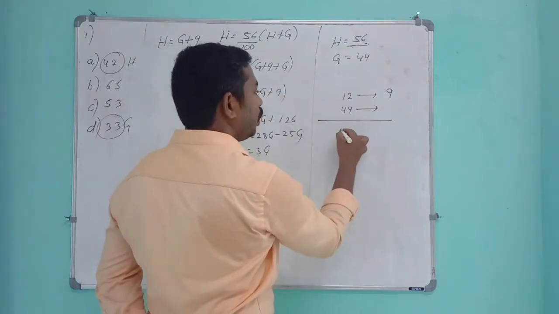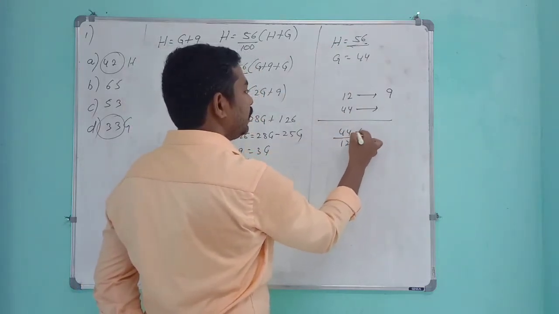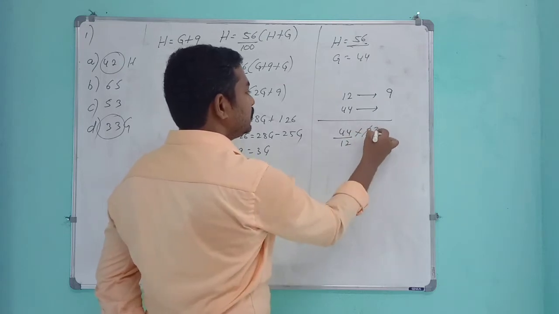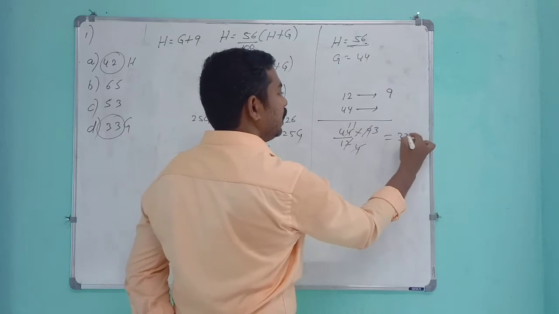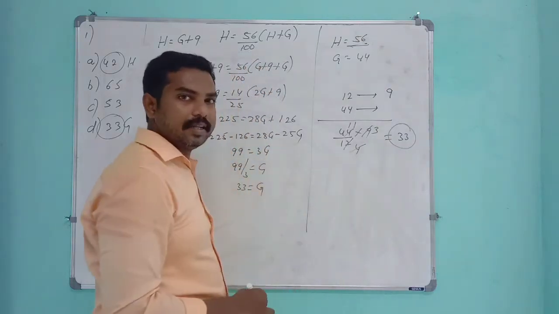That should be more than 12. 44 by 12 into 9. Simply, that is 3 3s are 9, 3 4s are 12, 4 1s are 4, 4 11s are 44, 11 3s are 33. And geography marks are 33.